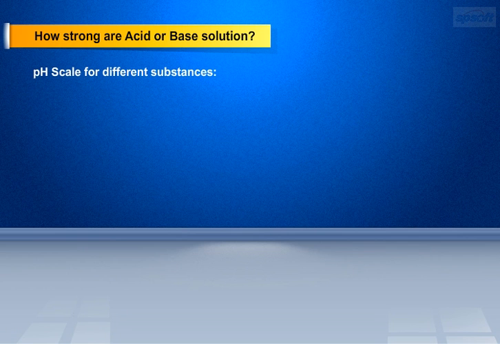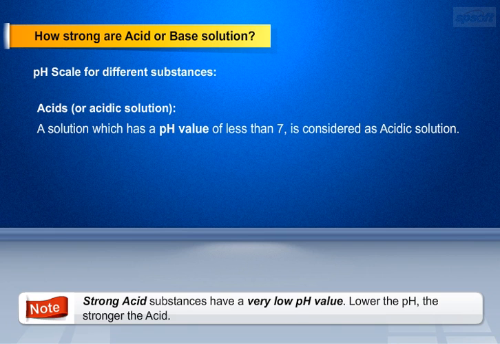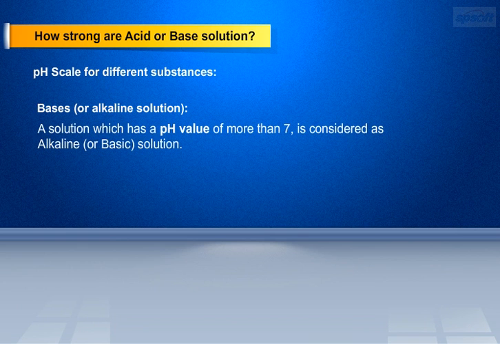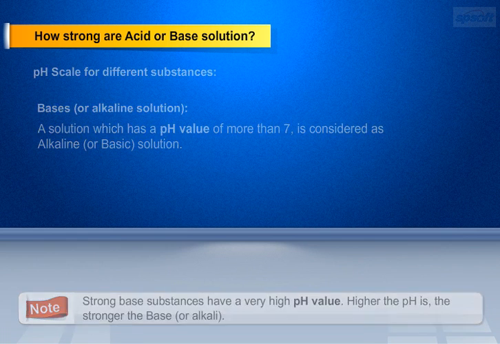pH scale for different substances. Acids, or acidic solution: a solution that has a pH value of less than 7 is an acidic solution. Please note that strong acid substances have a very low pH value. Lower the pH is, the stronger the acid. Bases, or alkaline solution: a solution which has a pH value of more than 7 is considered as alkaline, or basic, solution. Please note that strong base substances have a very high pH value. Higher the pH is, the stronger the base, or alkali.